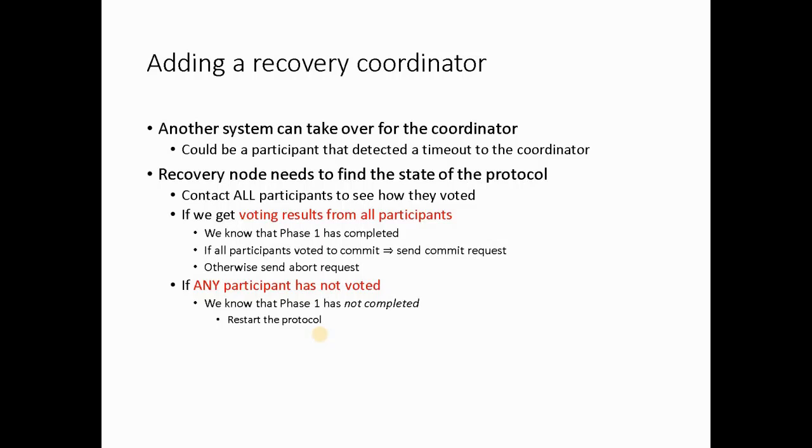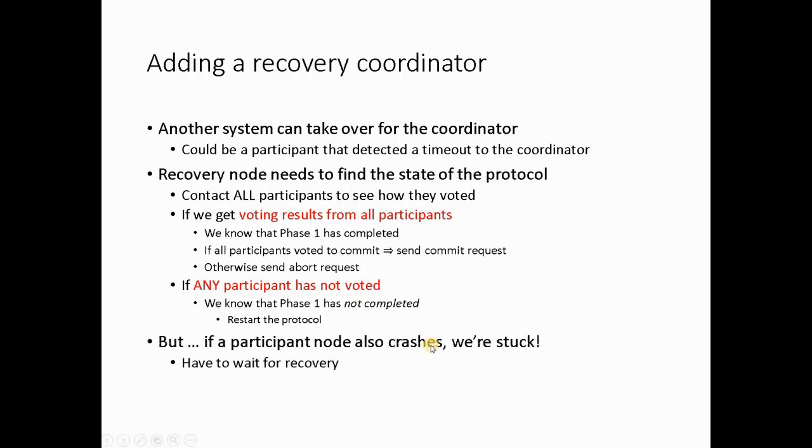The recovery node needs to find the status of the protocol. When, let's say, a coordinator fails, the recovery node first of all looks at the status of the protocol. How does it actually know the state? It will contact all the participants to see how they have worked. If you get the vote results from all the participants, we know phase 1 completed. If everybody agreed to commit, then send commit, otherwise send abort. Let's say any participant has not voted, then we know that phase 1 is not completed, which means you can restart from the beginning. But let's say a participant crashes, then you have to wait for recovery.